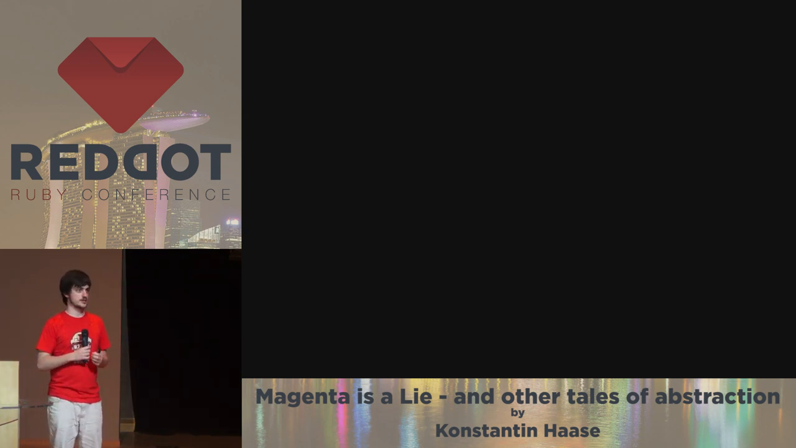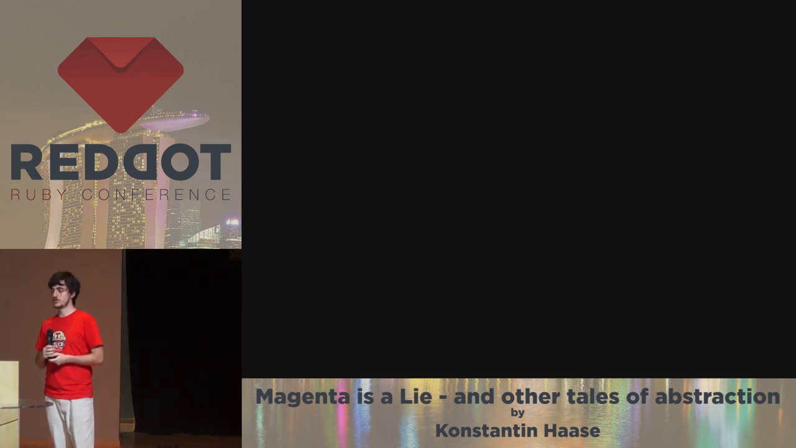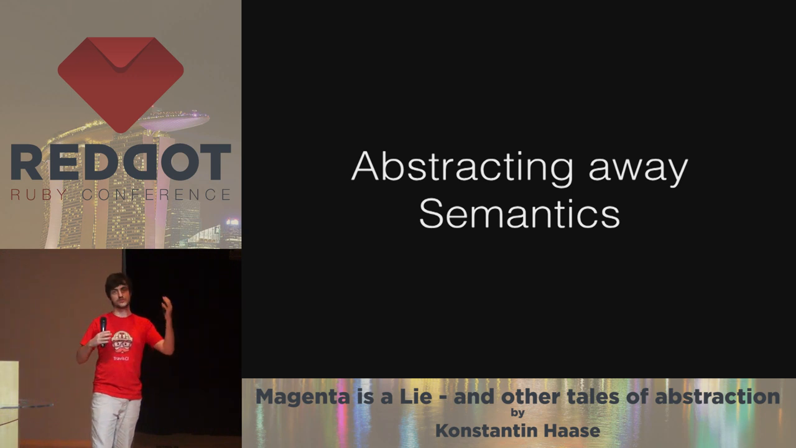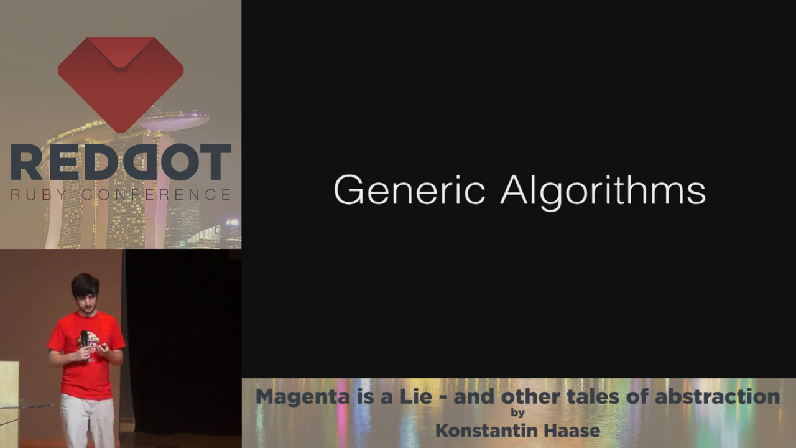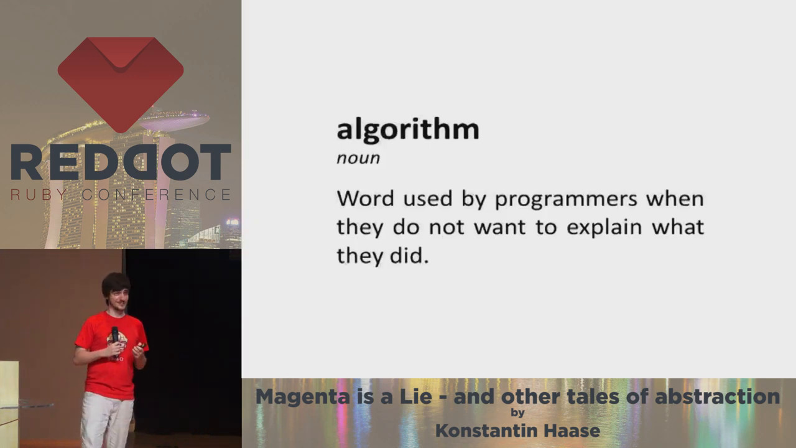There are different ways, different things we do for abstracting when we program. One thing we do is we abstract away semantics. We have abstraction levels where we do not think about, ooh, this represents, I don't know, a user in our database. And if we abstract that away, that allows us to have generic algorithms. If you don't know what an algorithm is, it's the word used by programmers when they do not want to explain what they do, what they did.